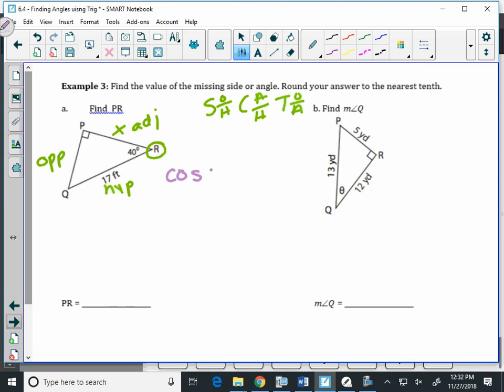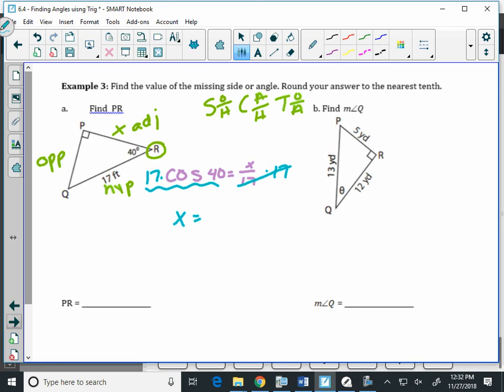So we're going to say cosine of my angle, which is 40, is equal to adjacent over the hypotenuse. X is up high, so what are we going to do to solve? Multiply. X up high, multiply. We're going to multiply by 17 on both sides. Then stick the 17 out in front, and this is what you're plugging in your calculator.